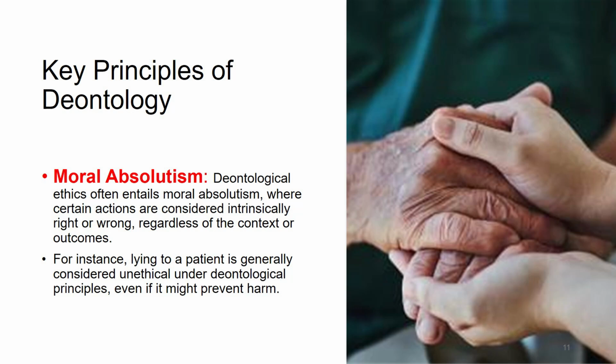Moral absolutism. Deontological ethics often entails moral absolutism, where certain actions are considered intrinsically right or wrong, regardless of the context or outcomes. For instance, lying to a patient is generally considered unethical under deontological principles, even if it might prevent harm. So, the patient must always be told the truth, even if you want to avoid harm.